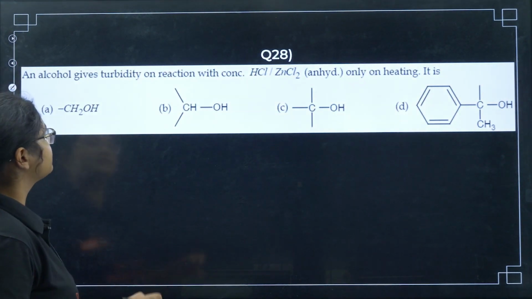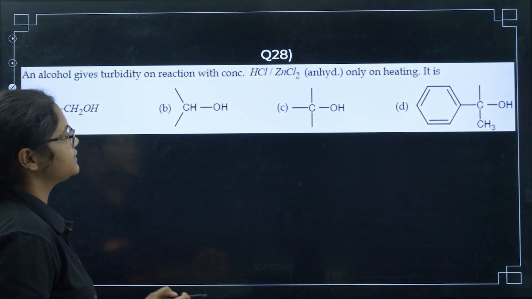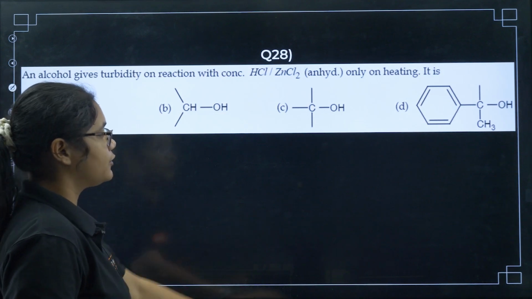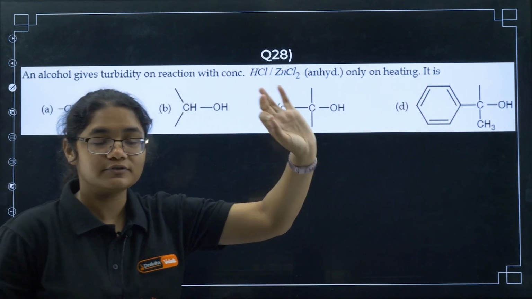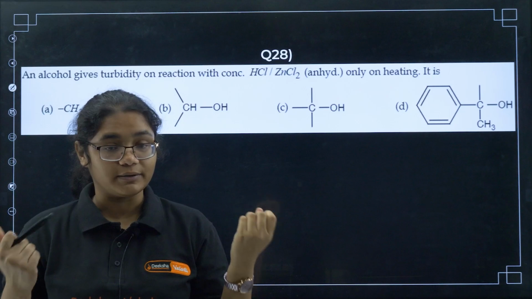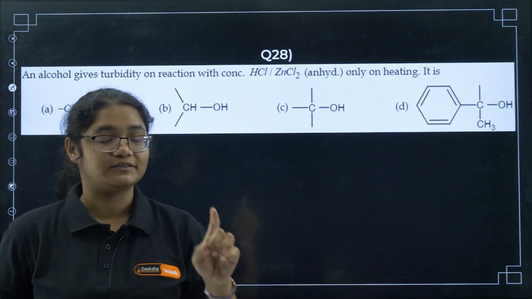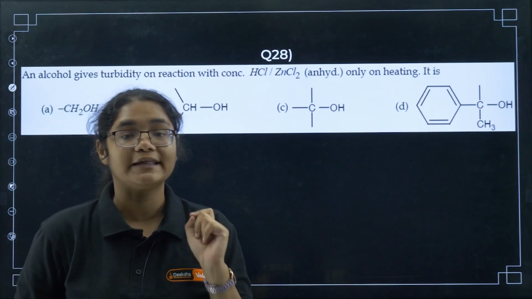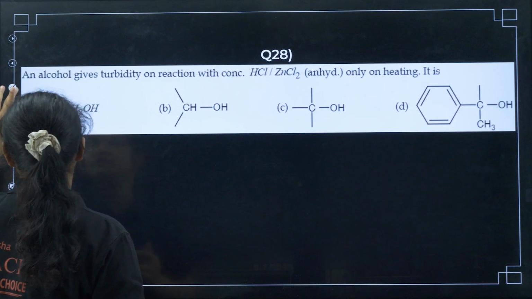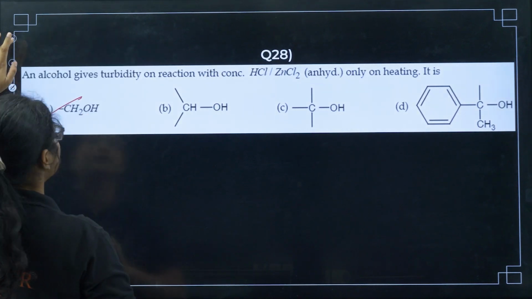An alcohol gives turbidity on reaction with concentrated HCl and ZnCl2 only on heating. So tertiary will give you turbidity immediately, secondary will give you in 5 minutes, but primary will not give you if you do not heat it. So only on heating, it is due to primary alcohols, option number A.